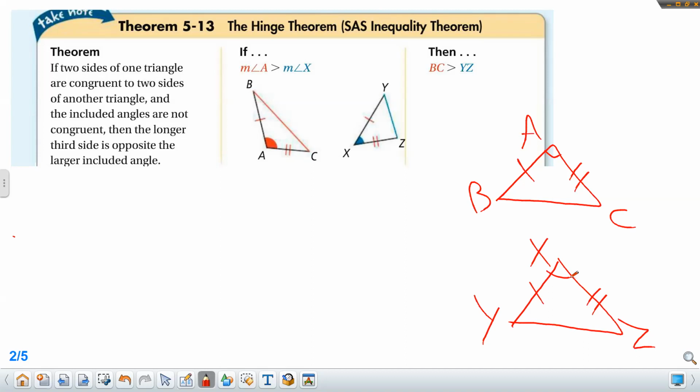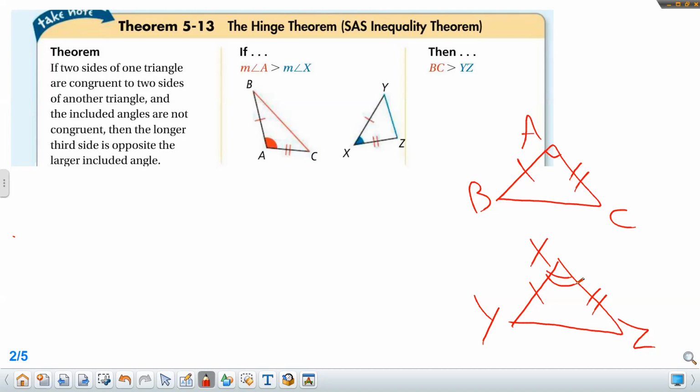But here, in the hinge theorem, the SAS inequality theorem, two sides of one triangle are congruent to their corresponding sides in the other triangle. But what about the included angle? The included angle in one of the two triangles is bigger than in the other. For example, if measure angle X is bigger than measure angle A, is YZ equal to BC? Is triangle XYZ congruent to ABC? Sure, not congruent, not equal.